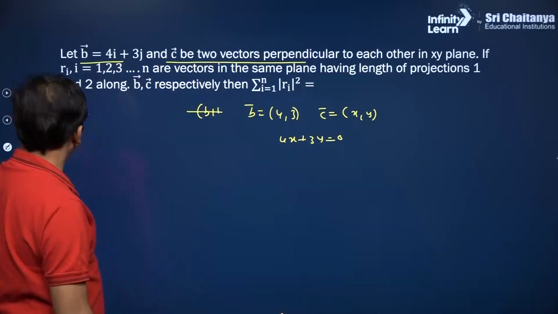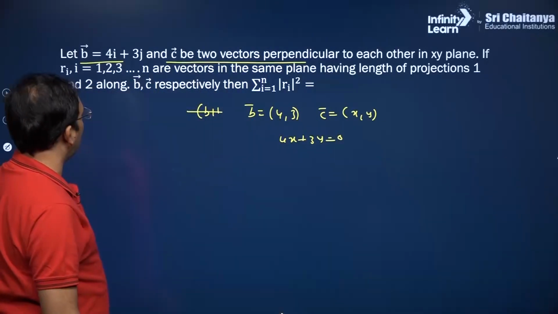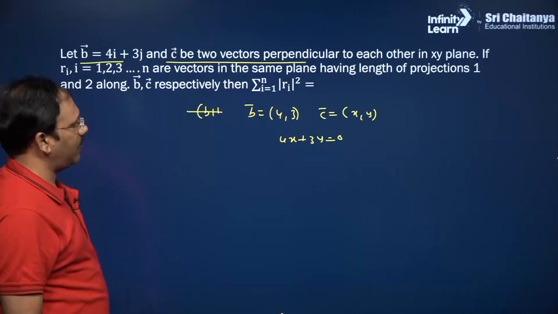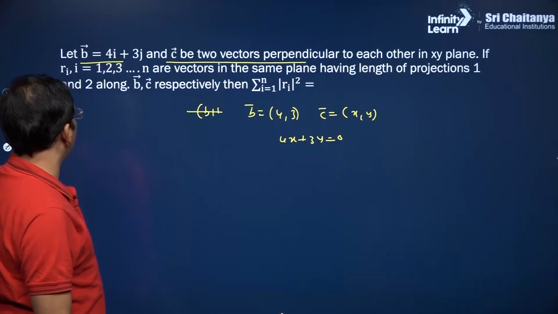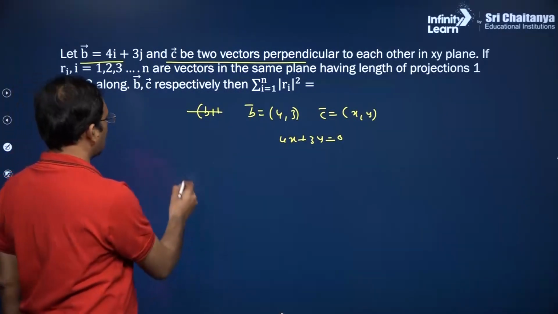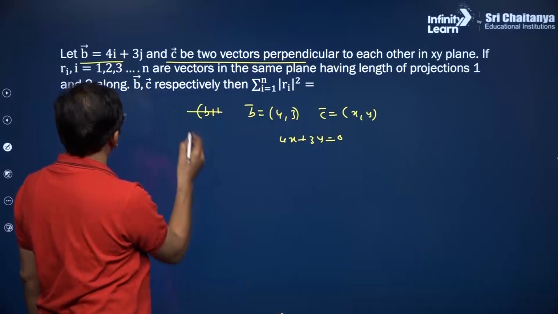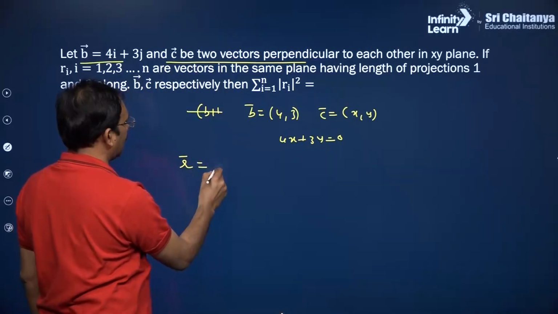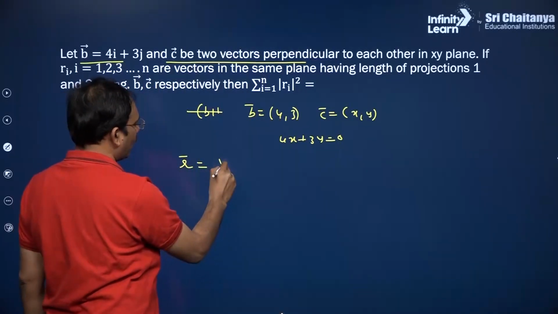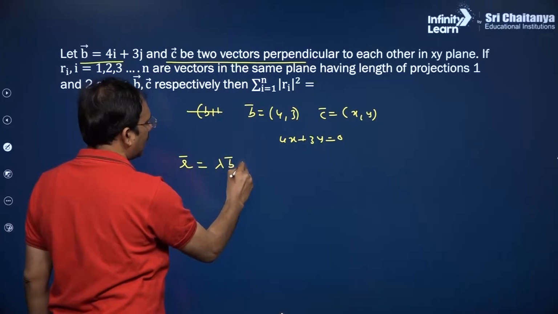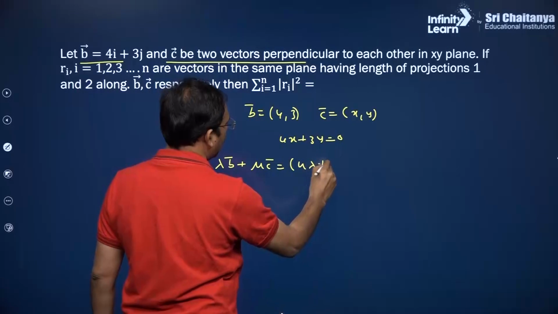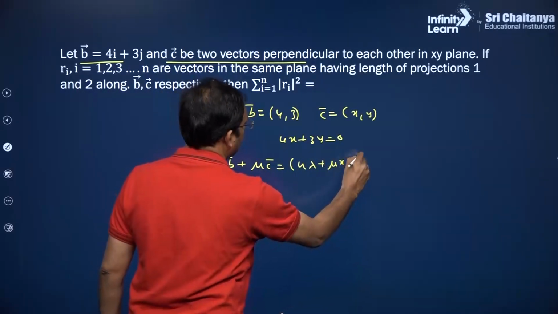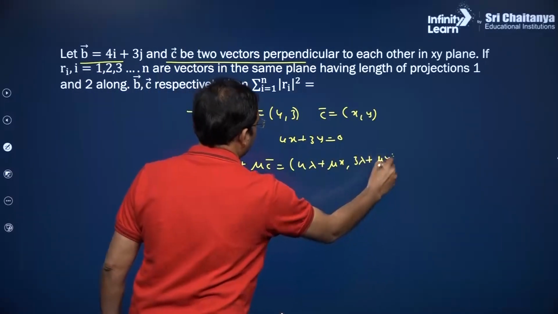Now R1, R2, R3, Rn are vectors in the same plane, that is in terms of i and j, having length of projection 1 and 2 along b and c. Suppose r is a vector lying in the same plane, can't you take it like lambda b bar plus mu c bar? That means you can write 4 lambda plus mu x, 3 lambda plus mu y, this is the vector.